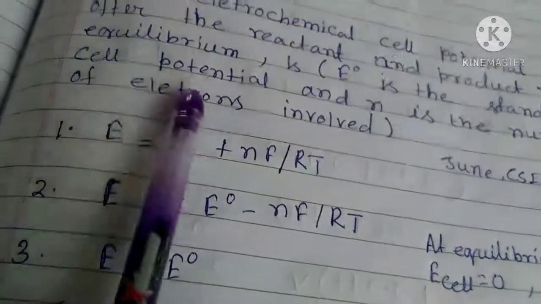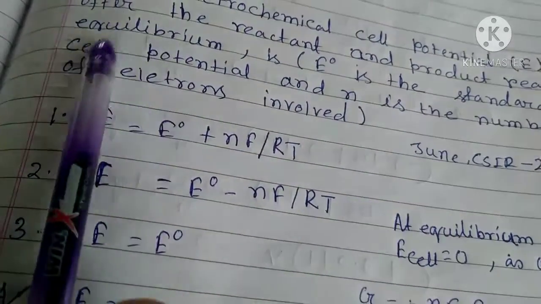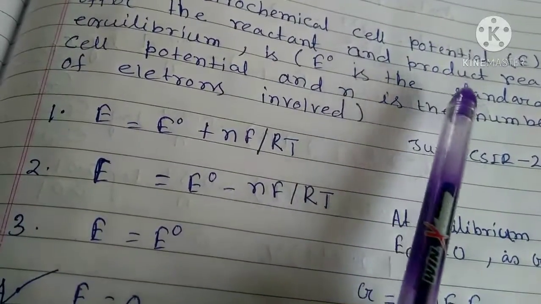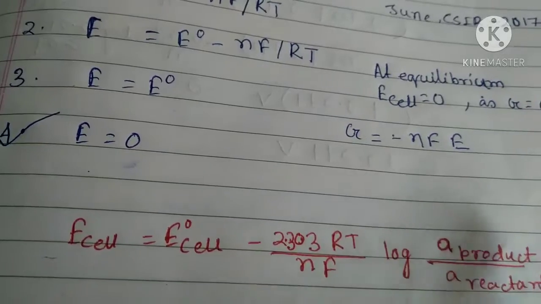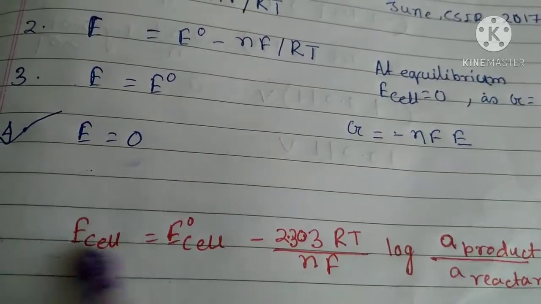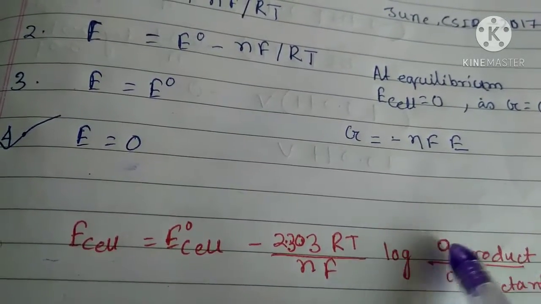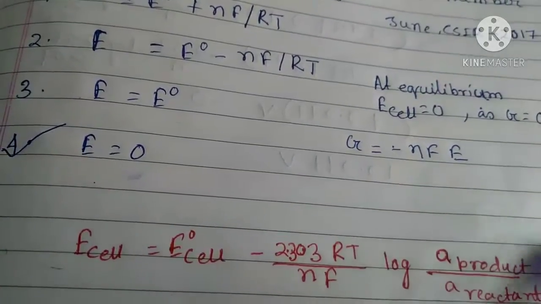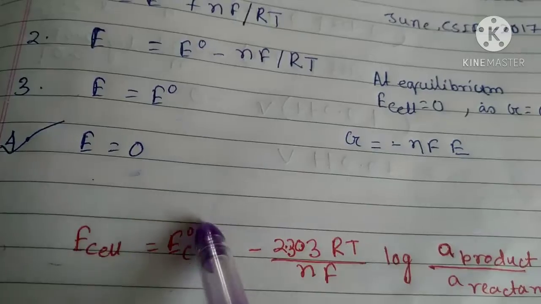Okay, and if the reactant and product reach equilibrium, that does not mean that the concentrations of reactant and product are the same. So if we put the value of the concentrations of reactant by product, following the Nernst equation, the log term will be 0, and the equation will be E cell is equal to E naught cell.